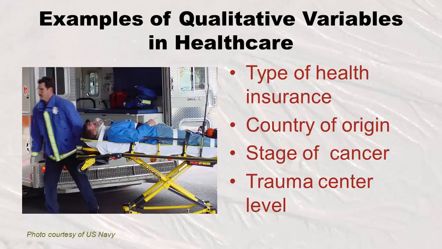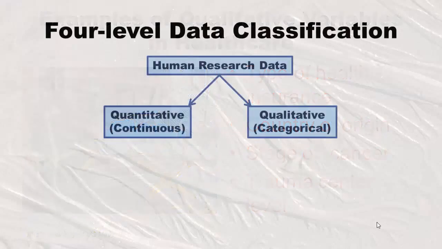Same with trauma center level, like a level 4 trauma center. Well, you wouldn't make a mean out of the number after the term trauma center, right? Like what level it is. But you could say, well, in the state, maybe so many percent of our trauma centers are level 4 trauma centers. So it's really just a categorical variable, even though there's a number involved.